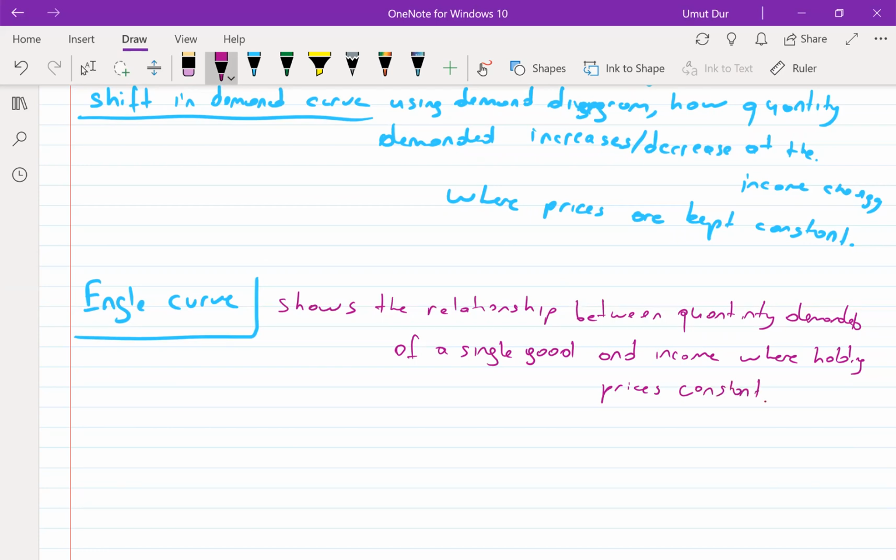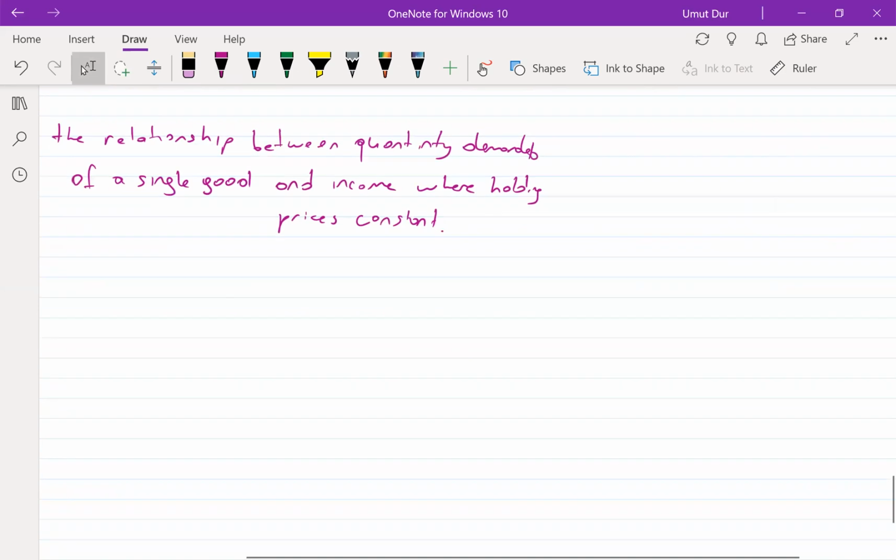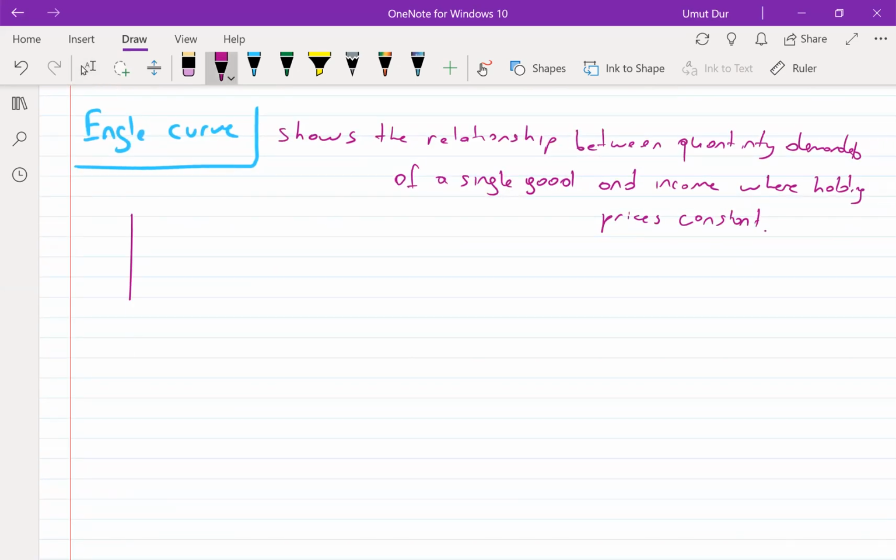Okay, so it basically tells you that you need to draw the Engel curve where you have good one here, Q1 here. Now we are interested in the change in the income. So suppose that good one is a normal good. What will be the shape of the Engel curve? Is it upward sloping? Is it downward sloping?